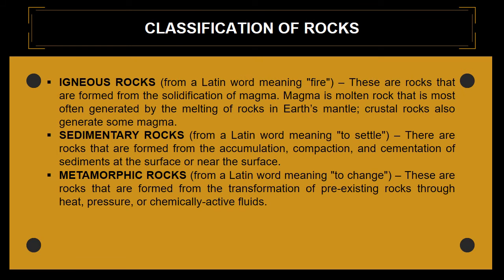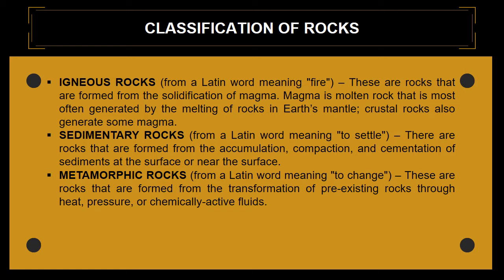So, we have classifications of rocks. So, first classification of rocks is igneous rocks, from Latin word meaning fire. So, may hint na kung saan galing igneous rock kasi fire. So, these are rocks that are formed from solidification of magma. Magma is molten rock that is most often generated by the melting of rocks in Earth's mantle. Crustal rocks also generate some magma.